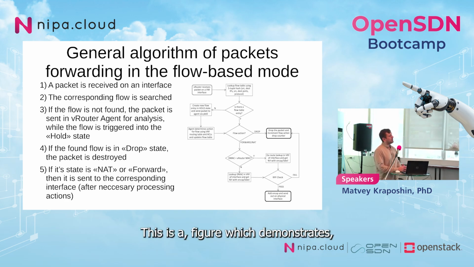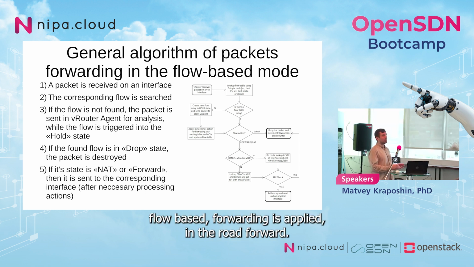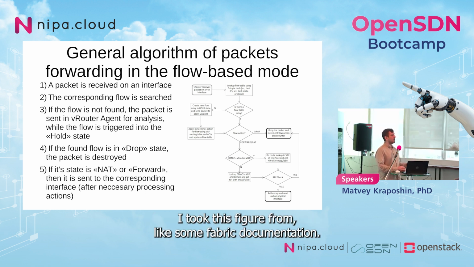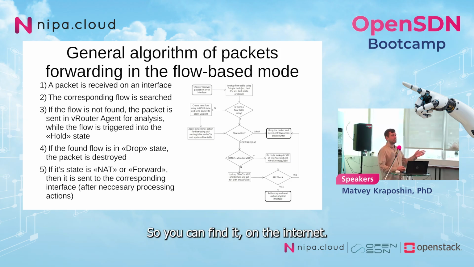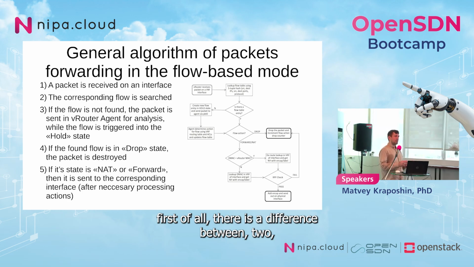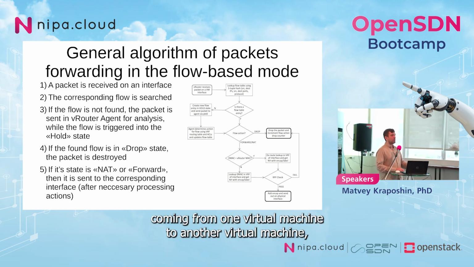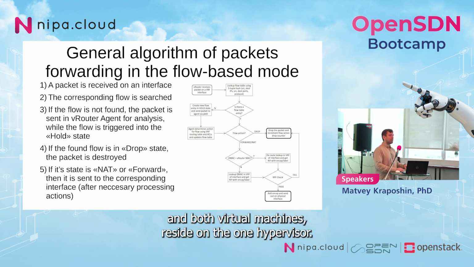This is a figure which demonstrates in general how flow-based forwarding is applied in vRouter forwarder. I took this figure from Tungsten Fabric documentation, so you can find it on the internet. And you see that, first of all, there is a difference between two states. In one state, we have packets coming from one virtual machine to another virtual machine, and both virtual machines reside on the one hypervisor.